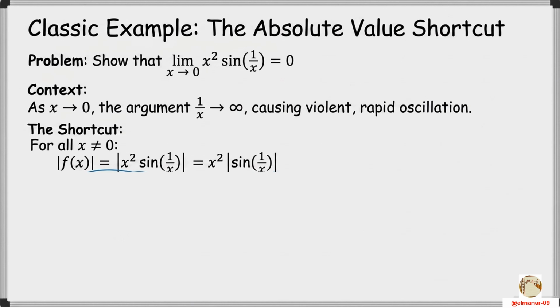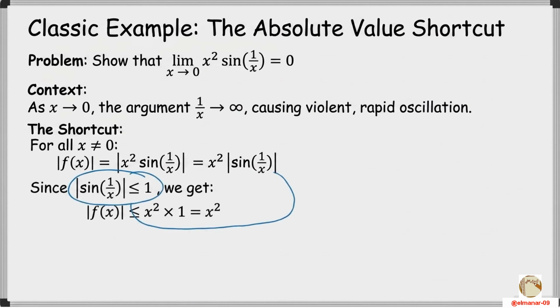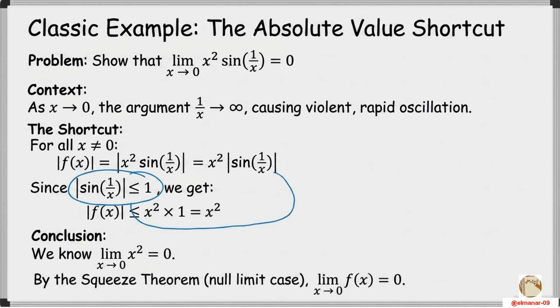Since the absolute value of sine is always less than or equal to 1, we get f of x less than or equal to x squared times 1. We know that as x goes to 0, x squared also goes to 0. By the squeeze theorem, the null limit case, if the absolute distance to 0 is squeezed to 0, then f of x itself must go to 0. It's a quick and elegant way to prove convergence.